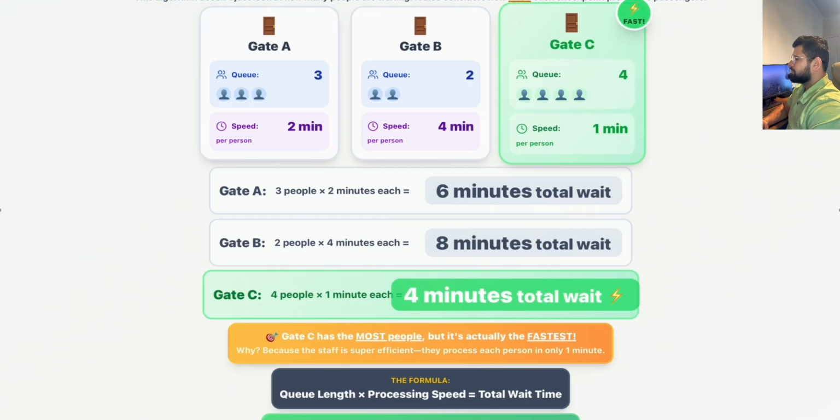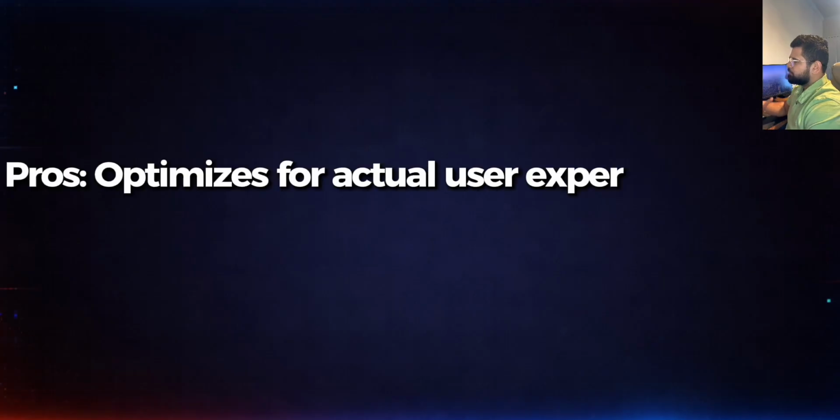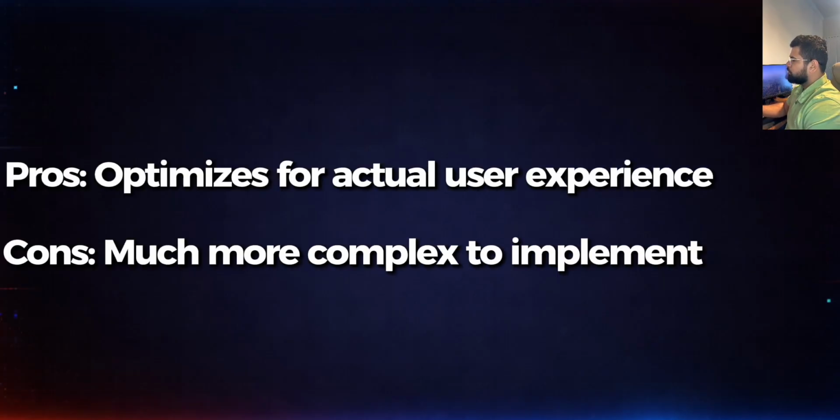The pros: optimizes for actual user experience, considering both queue size and server performance. And cons: much more complex to implement, requires monitoring both active connections and response times. In the real world, this is what cloud services like AWS use. Some servers are faster than others, and this algorithm makes sure you get the quickest response possible.